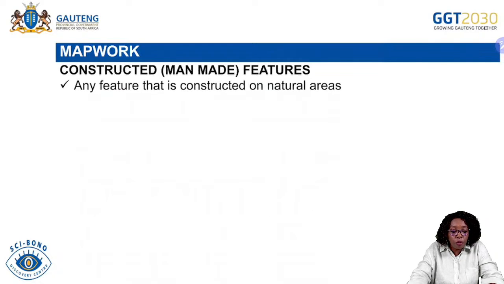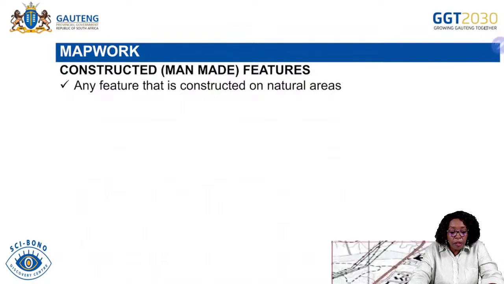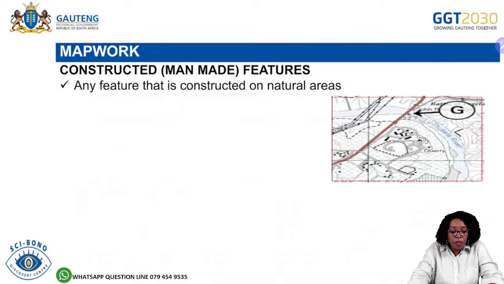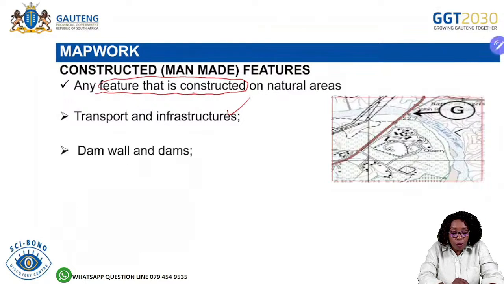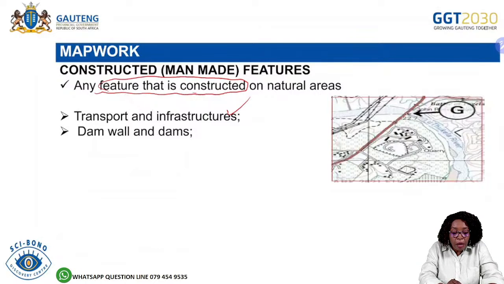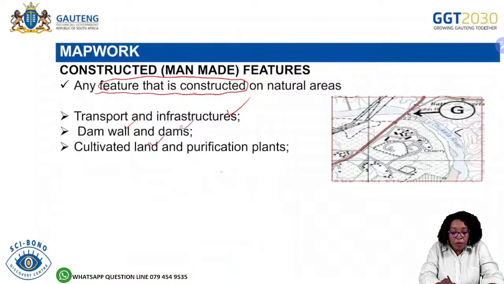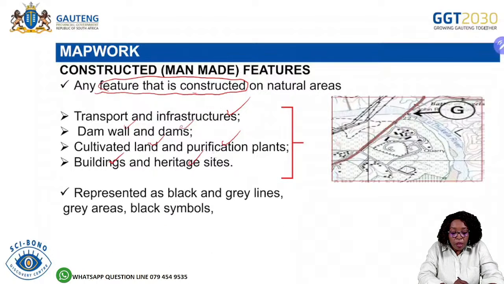And then on maps, we have what we identify as the constructed or man-made features. Constructed or man-made features are any features that are constructed on natural areas, so it's something that is man-made. What examples are we referring to? We're referring to transport and infrastructure, and the dam walls. Remember now, not all dams, as I mentioned on that other slide, would be natural. Some would be man-made. We're also talking about cultivated land or water purification plants. Buildings are examples of man-made and artificial features, and that is what we are referring to when we talk about man-made features.